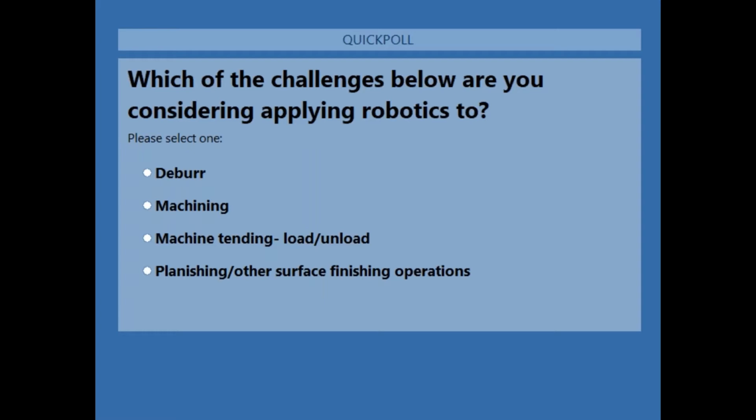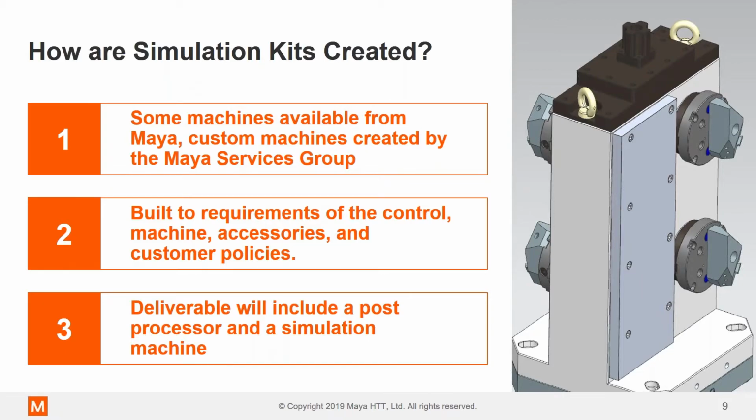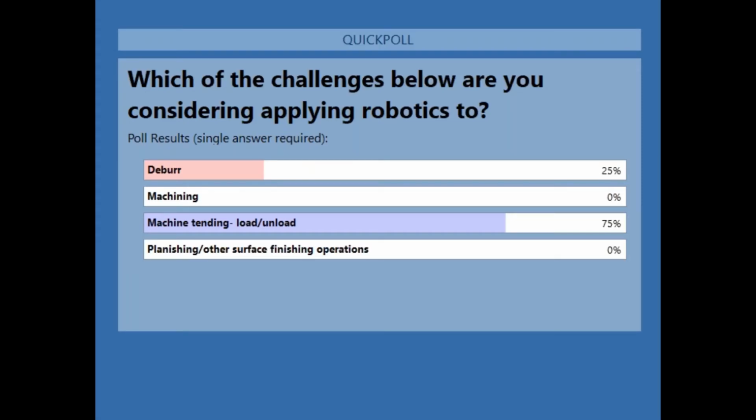So we know a lot of shops are looking at robotics and other automation right now. We're just curious about what your priorities are. And it looks like, well, this surprises me a little bit, but most of it is machine tending, unloading, loading parts. That's over 70%. Well, let's give it just a few seconds here to give everyone a chance to answer that. So it's about three-fourths are looking at machine tending, and actually everyone else is deburr. Nobody's machining yet, which doesn't surprise me.